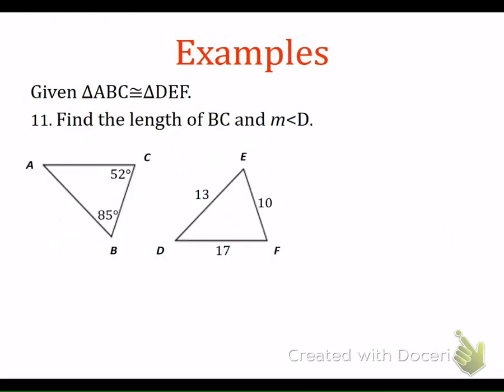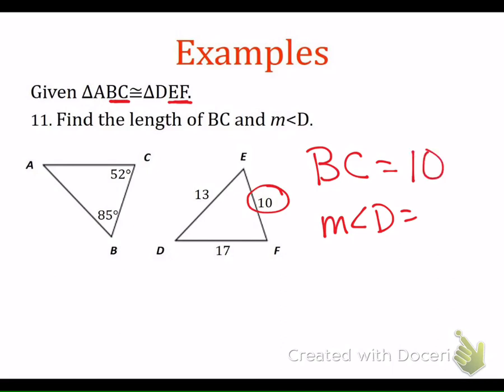Last one. All right, number 11. Same idea. Now we are trying to find the length of BC and the measure of angle D. So check out the congruence statement. BC should line up with which one? EF. So find the length of EF. 10. It is 10. So the length of BC should be 10. Yeah. And then D is D.